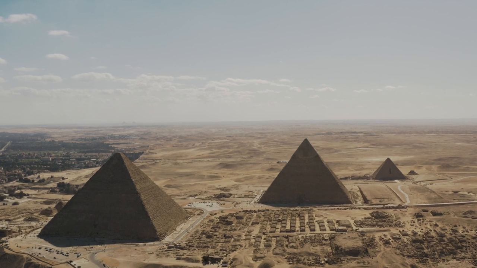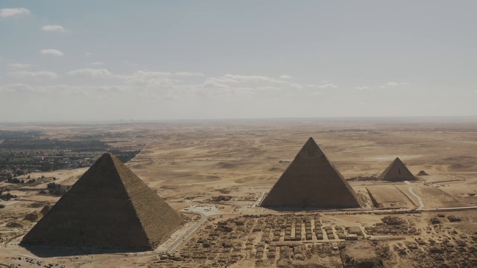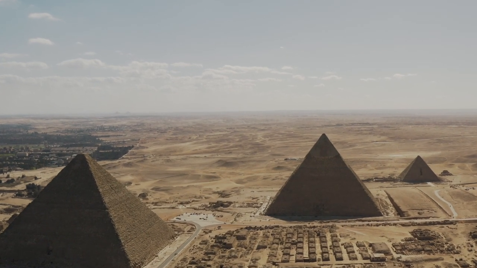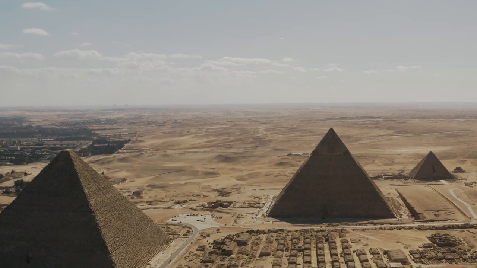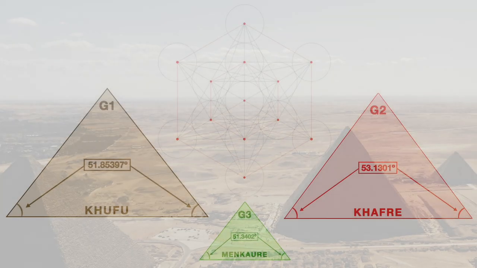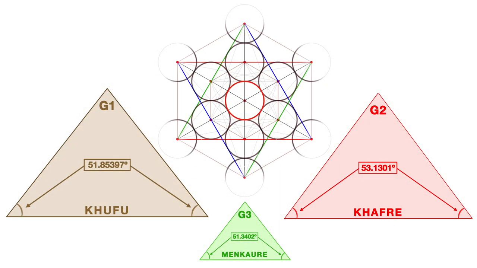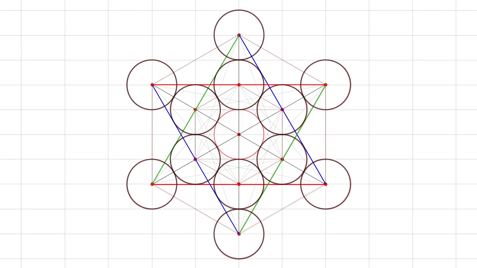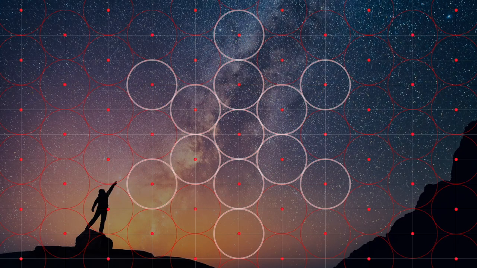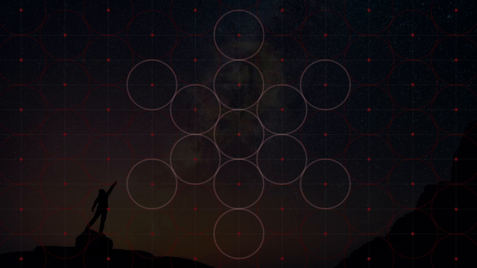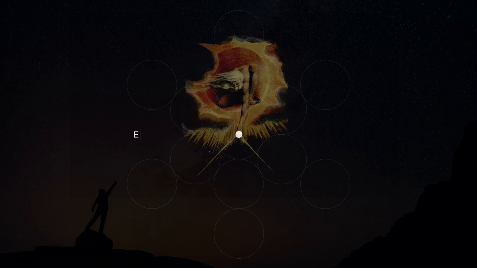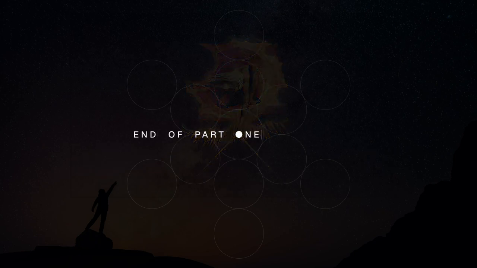Undeniably designed not as three separate building projects by a continuing line of dynastic pharaohs, but one interconnected architectural masterpiece. Three in one, elegantly conceived from the geometric flower of life itself, Metatron's cube, and all derived through the simplest non-dimensional means possible, the tools of the ancients, compass and straight edge. The Holy Grail of geometry.